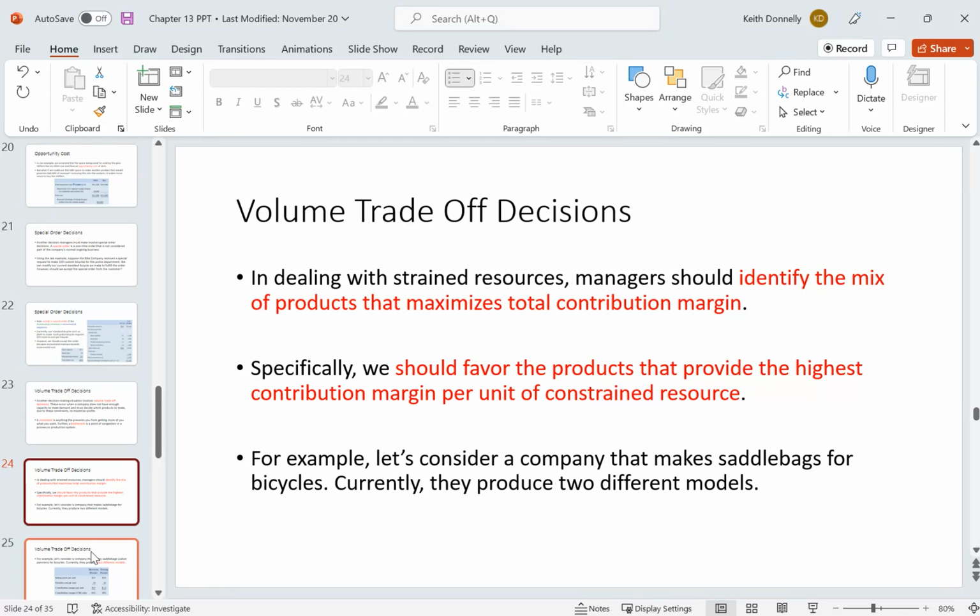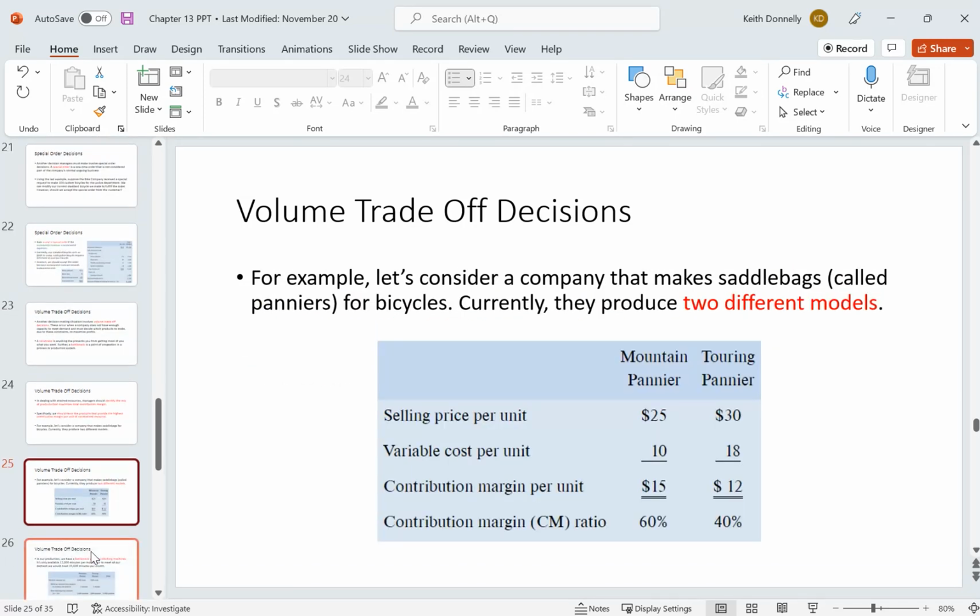But we're dealing with the company that makes them. And right now they make kind of Model A and Model B. Right, so here they have a Model A, this mountain pannier, and they have Model B here. And looks like the selling price, they sell this one for $25, that one for $30. We have variable cost of $10 and $18. So it looks like the contribution margin on each one is $15 and $12. We've got the contribution margin ratio of 60 and 40%. Okay, so it's just some information. We've seen this stuff before in previous chapters.